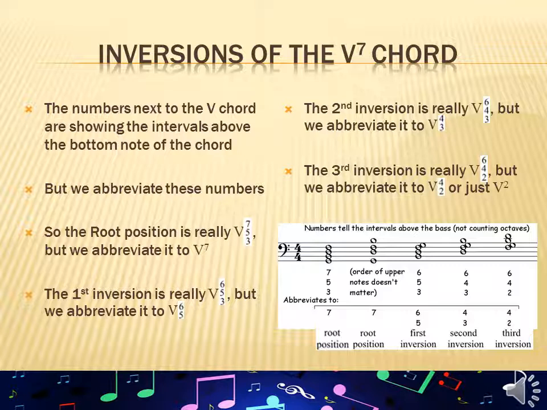The first inversion is really 5-6-5-3. But we abbreviate it to 5-6-5. The second inversion is really 5-6-4-3. But we abbreviate it to 5-4-3. The third inversion is really 5-6-4-2. But we abbreviate it to 5-4-2 or just 5-2.